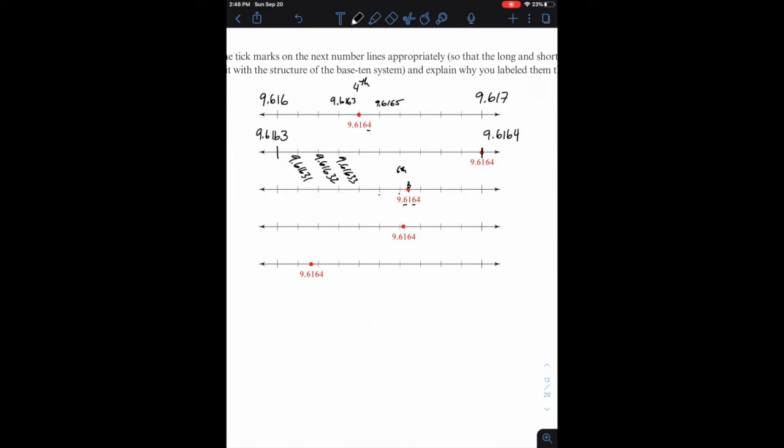So there's 2 6 digits. If these tick marks were tenths, then the point would be a lot closer to that tick mark. Here, this 4 means that it's going to be closer to the middle. So if we were to name these tick marks, it would be 9.616 and 9.617, and 9.618, 9.619, 9.62. So this would be 9 and 61 hundredths. Okay. All right, and I will leave the last two for you to do.